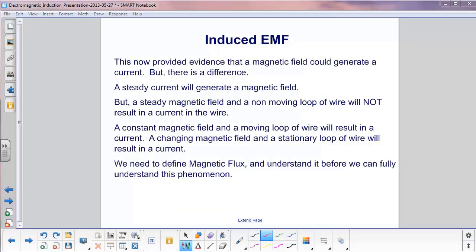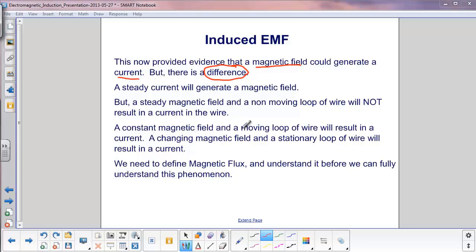Let's summarize what we've seen via experiments. We have evidence that a magnetic field can generate a current. But there is a difference between what a current does when it generates a magnetic field. A steady current will generate a magnetic field. But if you have a steady magnetic field and a non-moving loop of wire or a disk, like we showed in Faraday's disk generator, you will not get a current induced in the other wire.